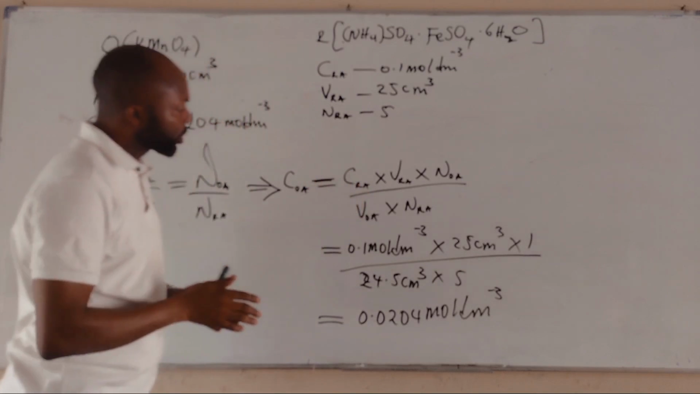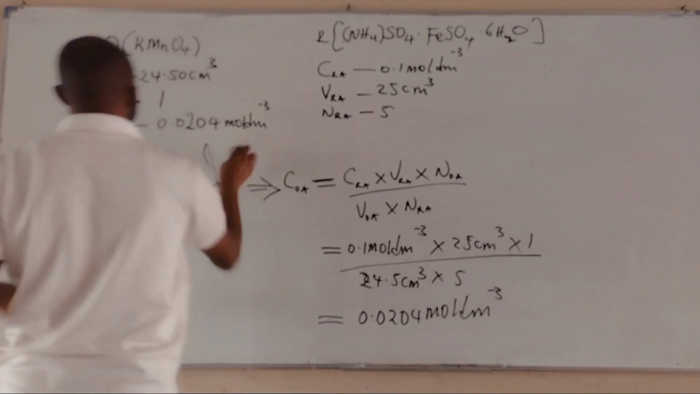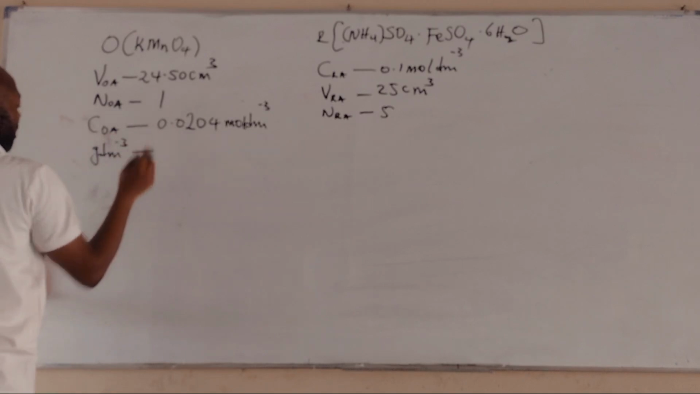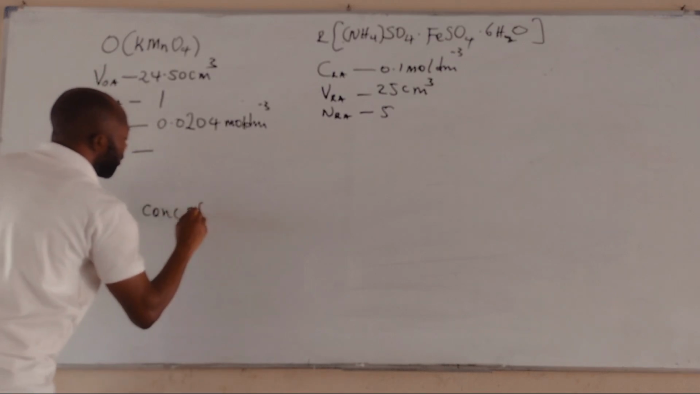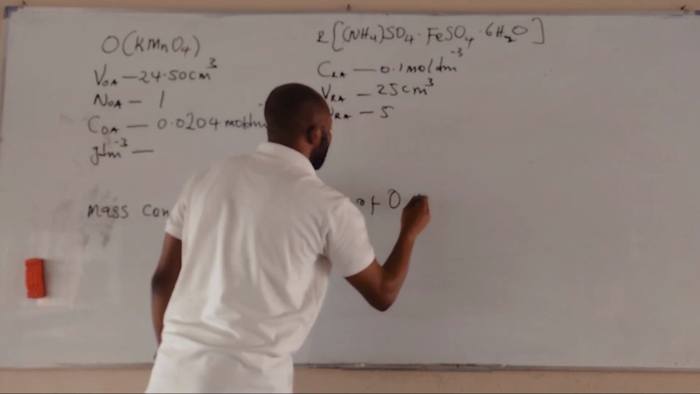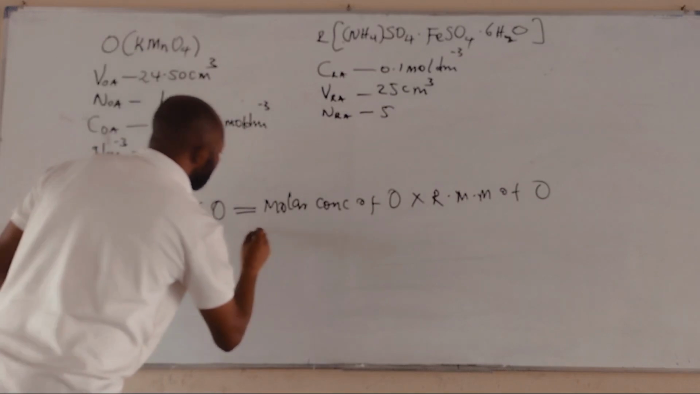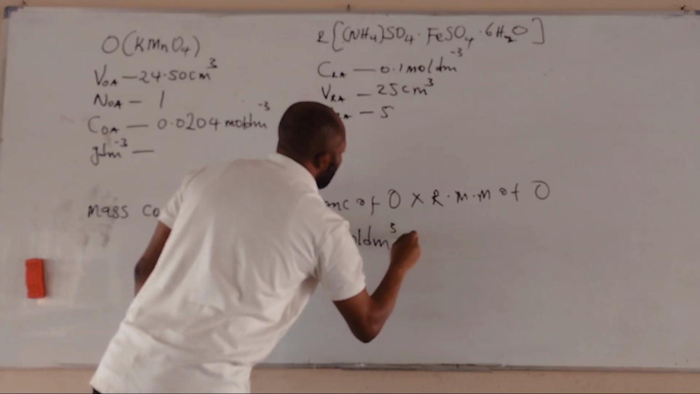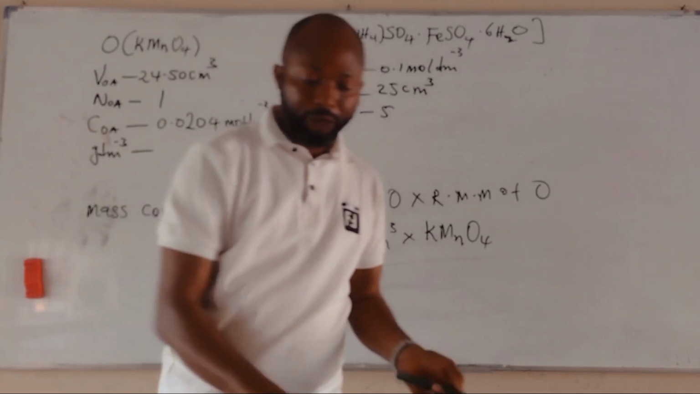Okay, let's proceed. Next question: the mass concentration of the oxidizing agent, the grams per dm cube of this. Mass concentration of O is equal to the molar concentration of O times the relative molecular mass of O. Now, the molar concentration is 0.0204 mole per dm cube times the relative molecular mass of KMnO4. Let me see if it's given. If it's not, then we have to find it.